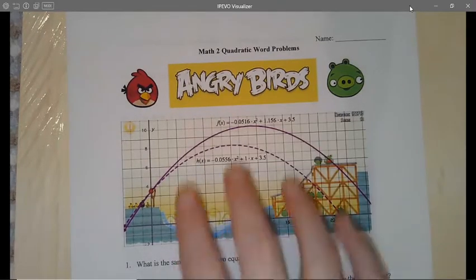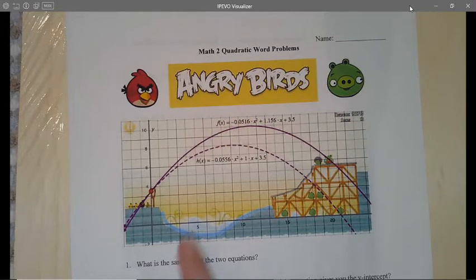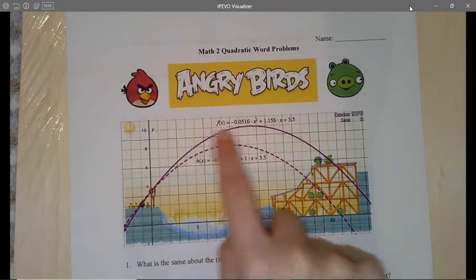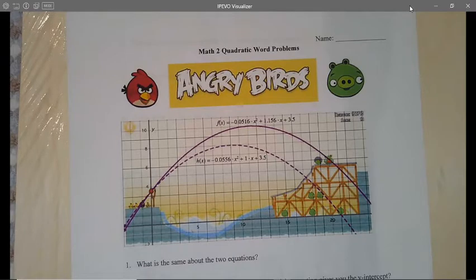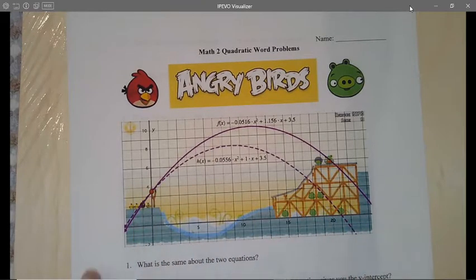Okay, so if you recall, the Angry Bird game is pretty fun. The birds get launched into the air and their goal is to try to hit the pigs and knock down their structures because they're angry at these pigs. So we're going to interpret different things about the Angry Bird flight paths as they get launched into the air and head toward these pigs, which in my opinion, I think the pigs are cute.